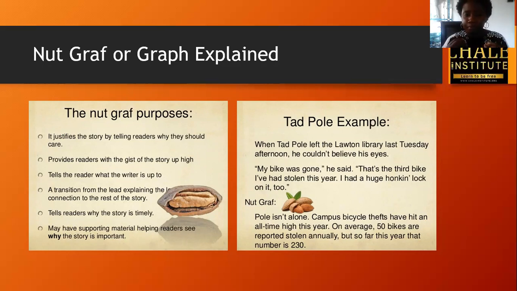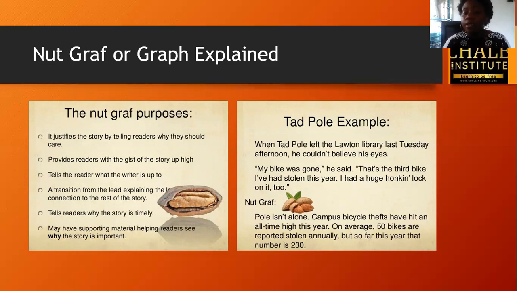It also provides the readers with the gist of the story, like a quick summary about what you're about to write, a quick few lines summary, effective, a punch to hook your readers as to why they should continue reading what you're writing about. And then it also transitions your readers from the opening sentence. The opening sentence or opening line here is called the lead, and it connects your readers with the rest of the story, similar to the point I raised earlier. And then it tells the reader why the story is timely, why it's important, why we are writing about this now.